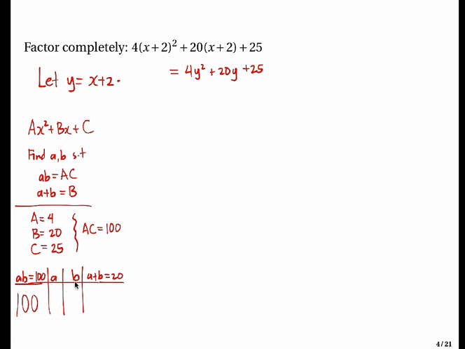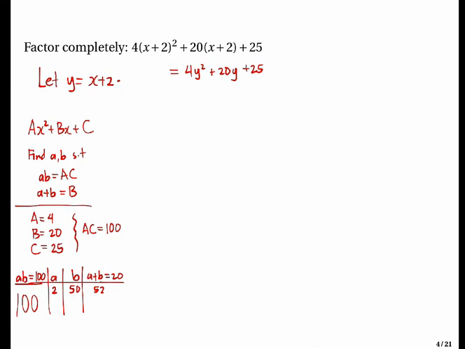And then in here, for a and b, try to find two factors of 100 such that when you multiply them, it's equal to 100. Let us try to find some pairs. Maybe we can use 2 and 50. But notice, if you multiply 2 and 50, you will get 100, but if you add 2 and 50, you will get 52. So this is not the desired pair.